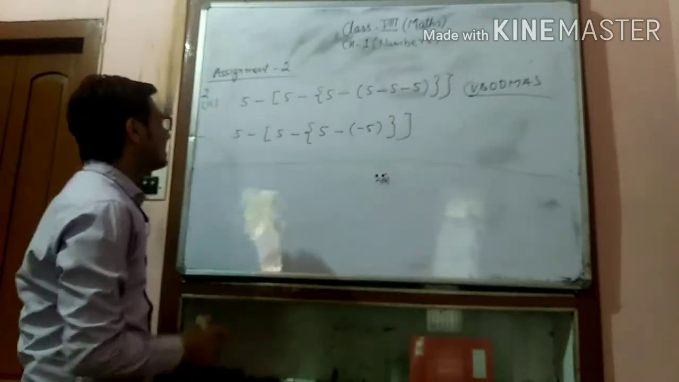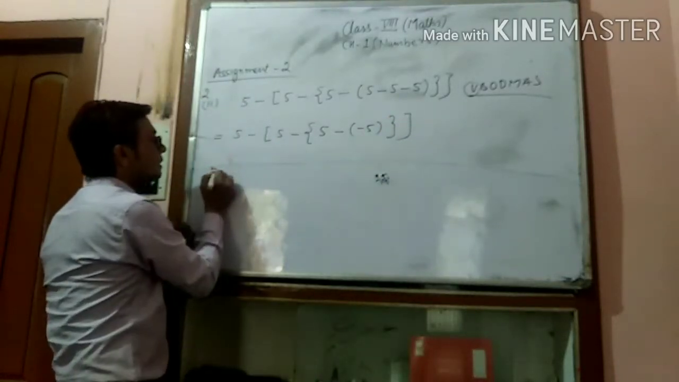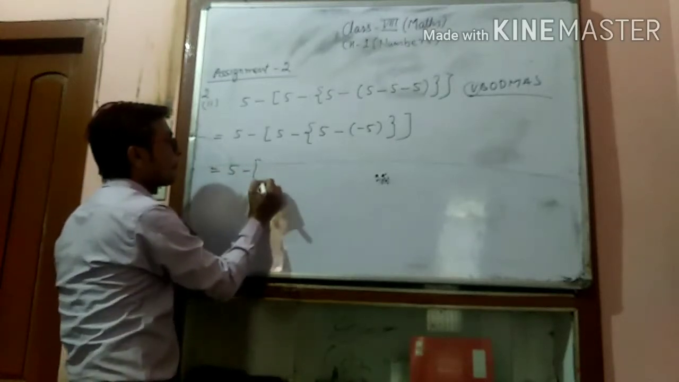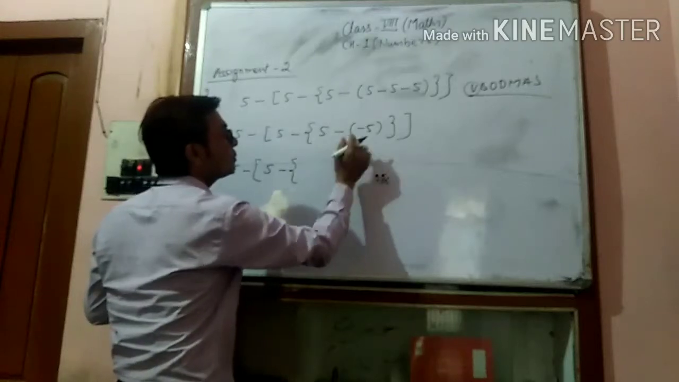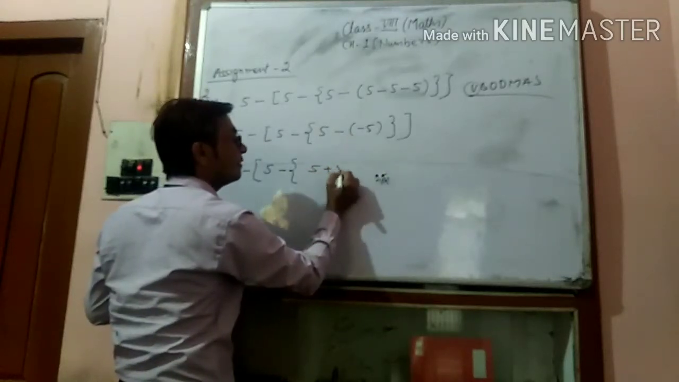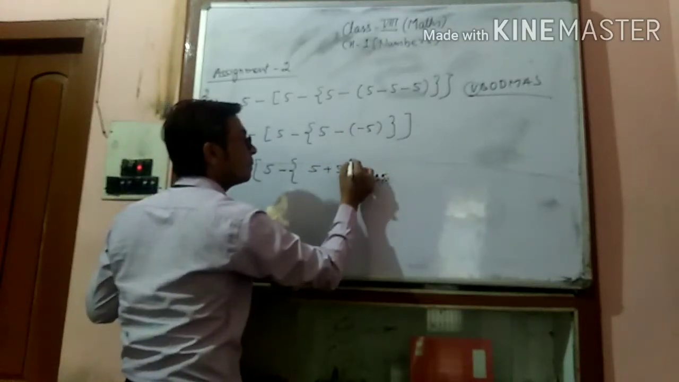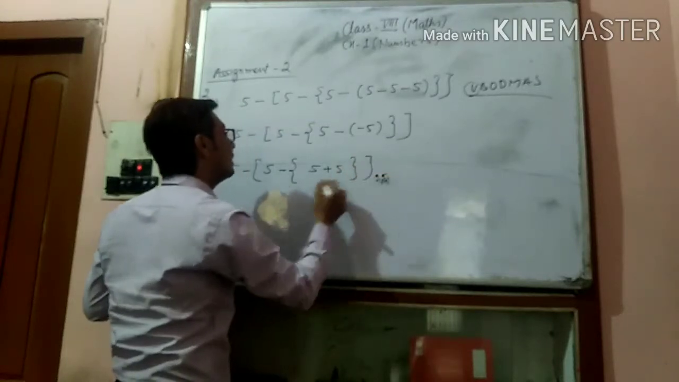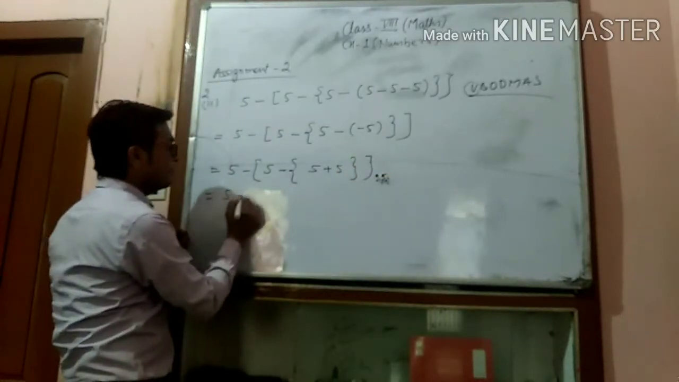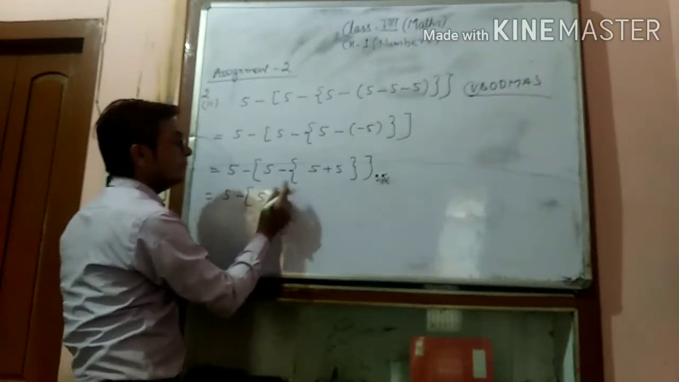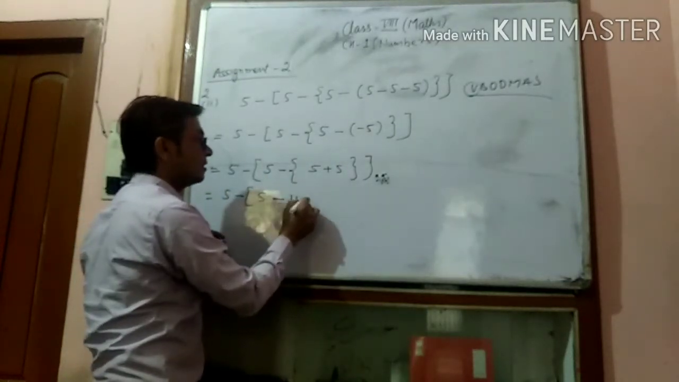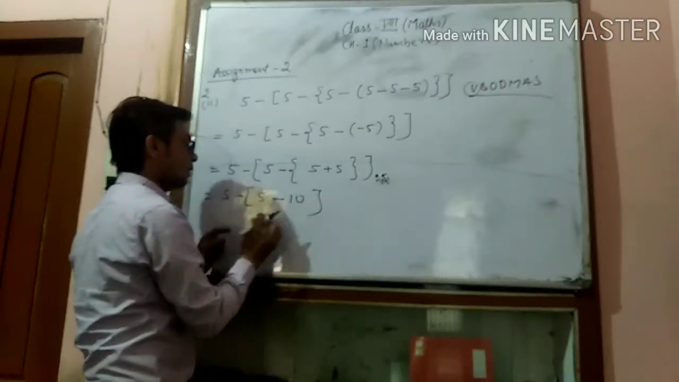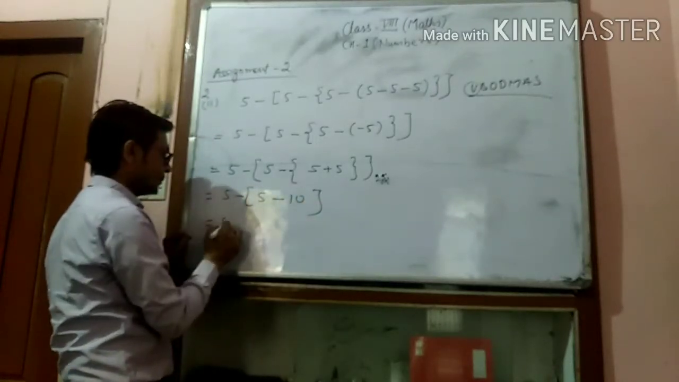Right? After that, 5 minus curly bracket, open this bracket. It becomes 5 plus 5. Minus, plus 5, the sign changes. Now 5 minus 5 becomes 10, and open this bracket, minus 10. Now solve the big bracket.